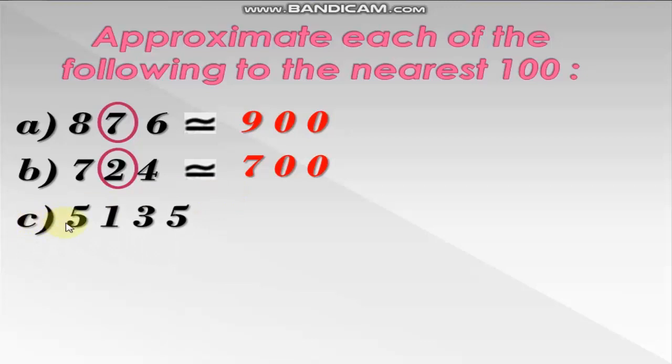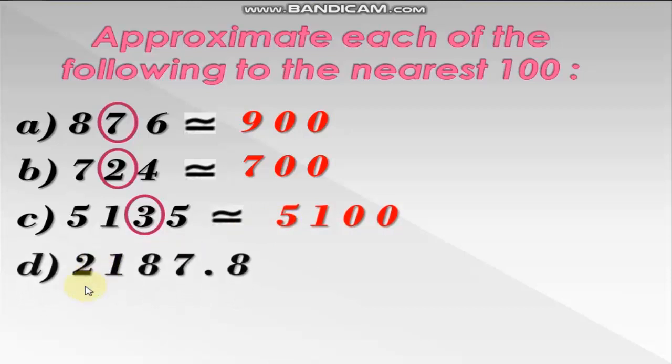Letter C, 5135. The hundreds digit here is number 1. And the tens here is number 3, 3 is less than 5. Replace tens and units by two zeros and keep the hundreds with its value. So 5135 after approximating to the nearest hundreds is 5100.